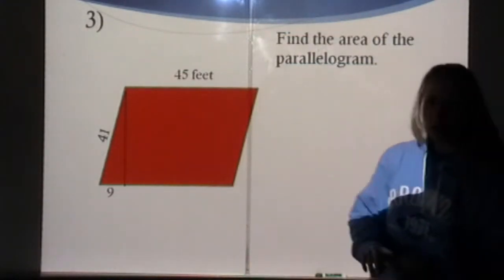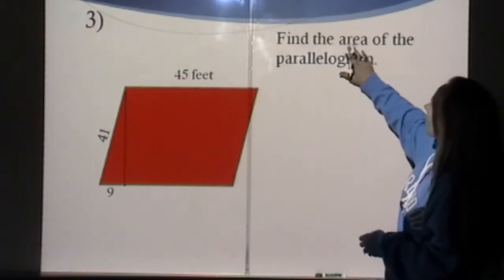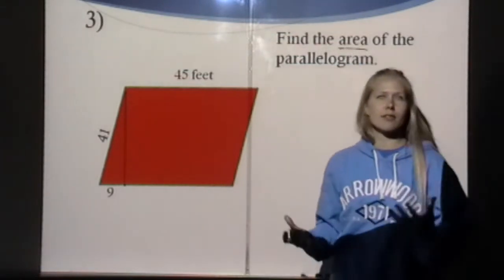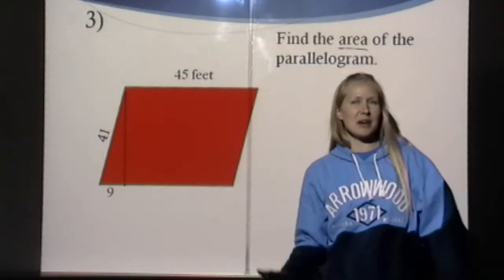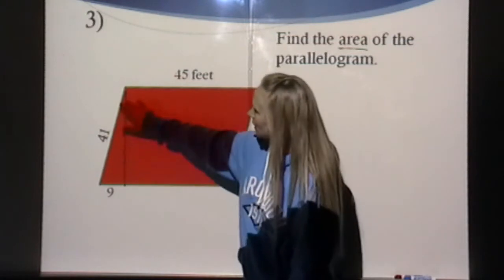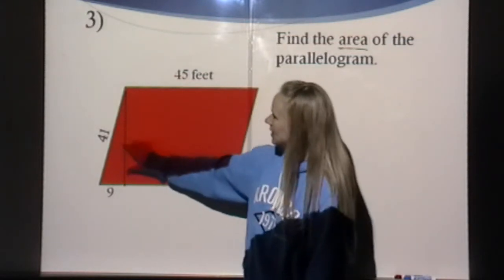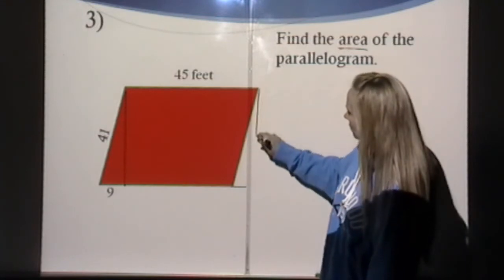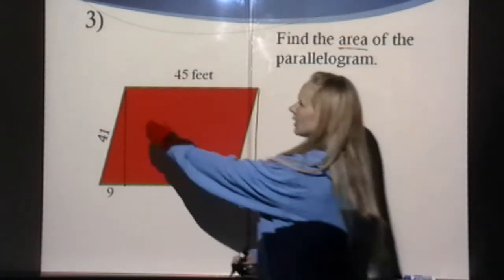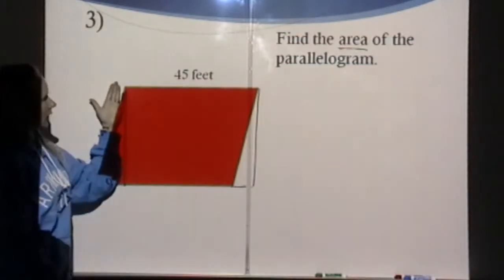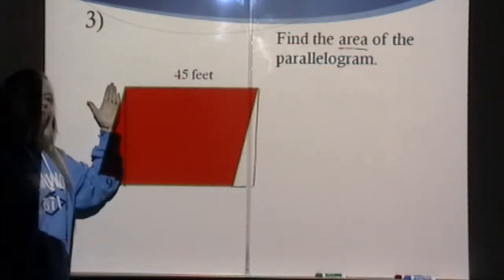Here we have a parallelogram, and if I am asked to find the area of a parallelogram, I first have to remember how to find the area of a parallelogram. Well, if you can imagine, if I took off this piece right here and slid it over and moved it here. So imagine taking this piece off and putting it right here. Do you see how I have a rectangle?